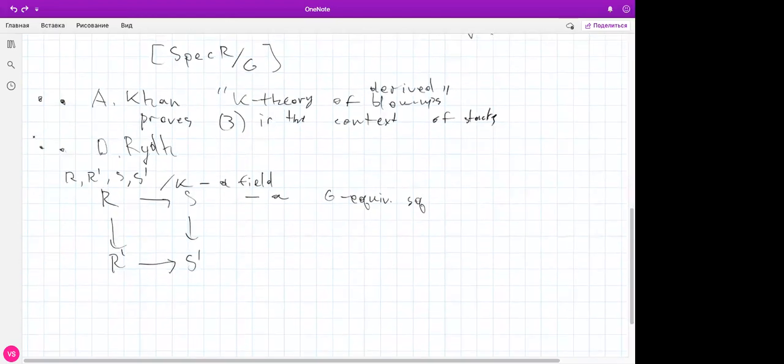Anyway, so let me try. Maybe let me put some signs that are conventional in mathematics. So we have R, R prime, S, S prime be some rings over a field.